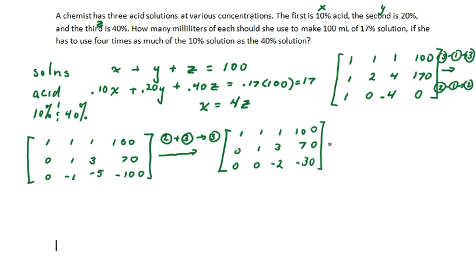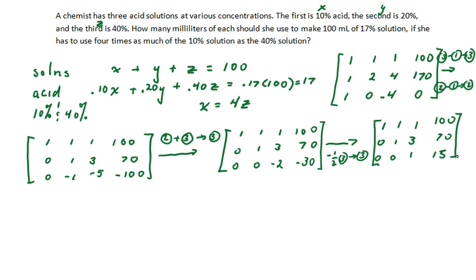So now I can multiply row 3 by -1/2. Put that back in row 3. And that's going to give me our row echelon form. 1, 1, 1, 100, 0, 1, 3, 70, and 0, 0, 1, 15.